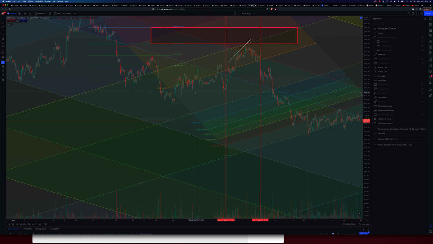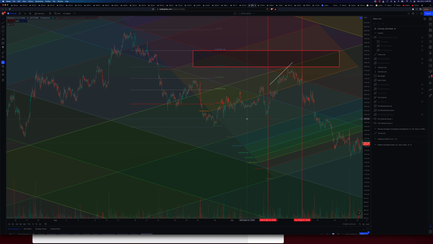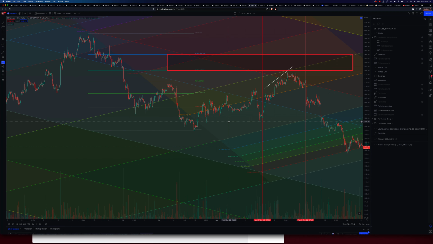All right, let's go ahead and draw our chaos levels and see what would have happened if we'd have followed that as an indicator. Okay, retracement.